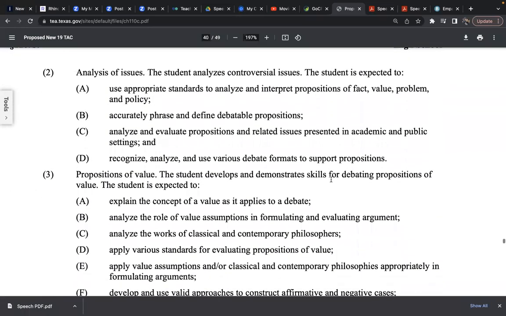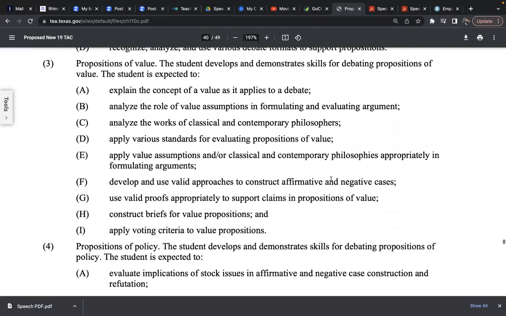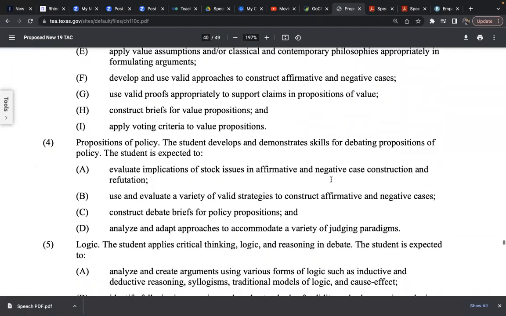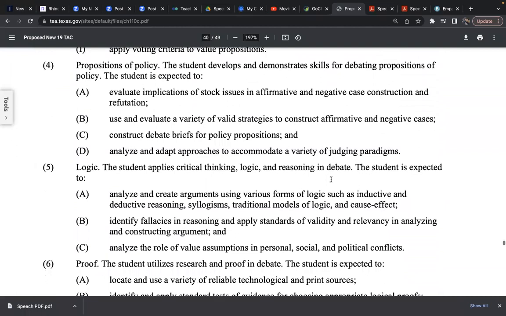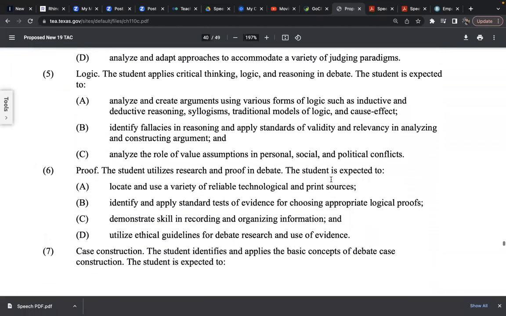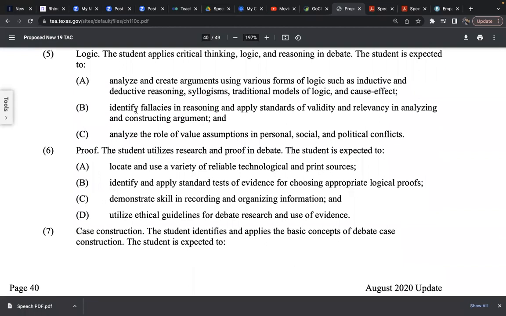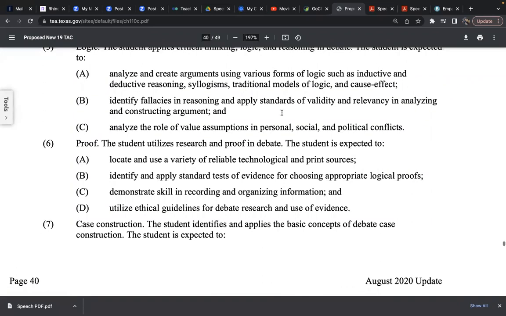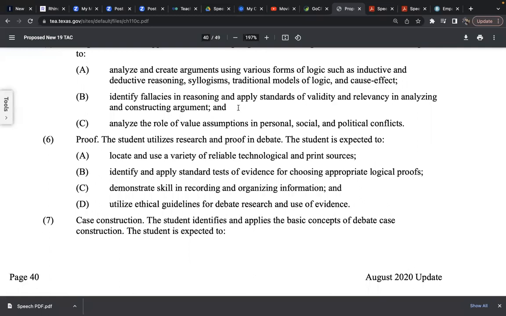Did it say fallacies here? I thought I saw fallacies somewhere. Oh, identify fallacies, but it doesn't tell you which ones specifically. So, pretty vague here. Okay, yeah, I figured.